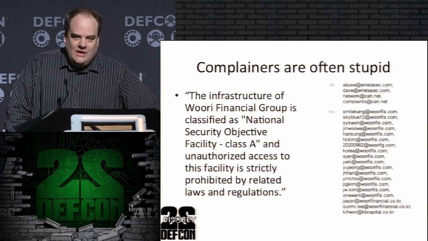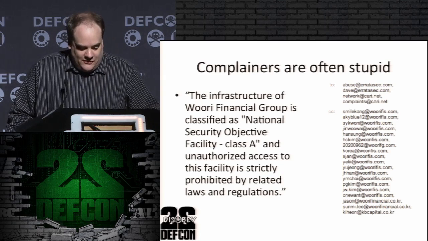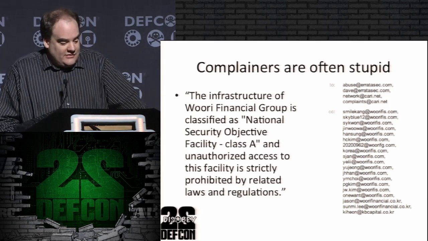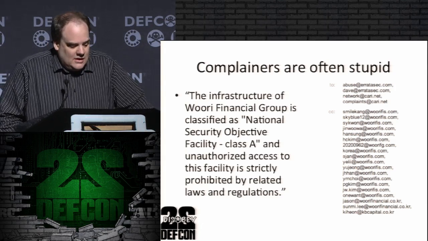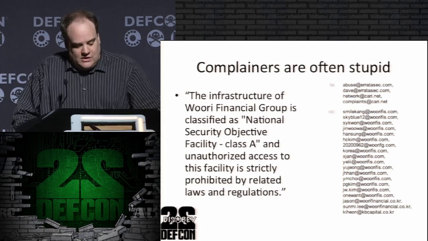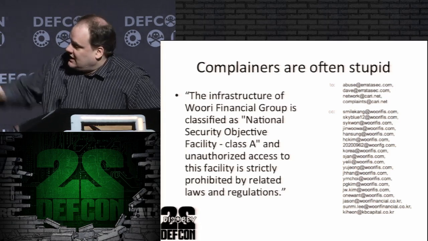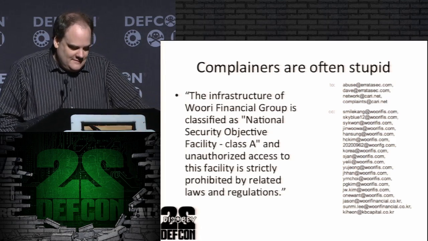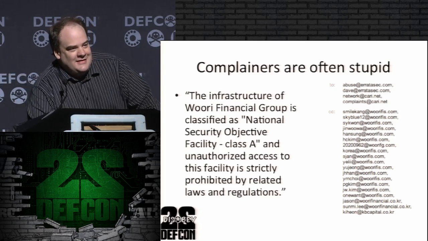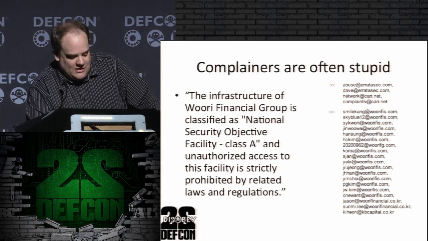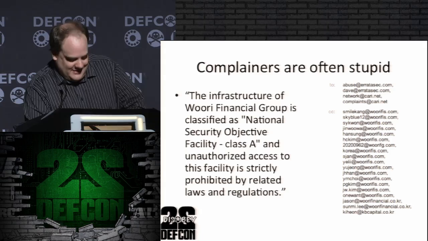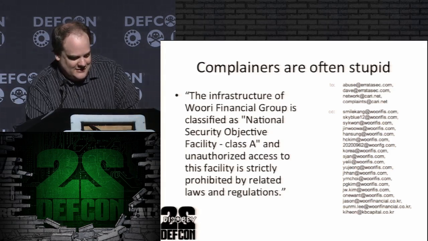One of the cool things is how broken organizations are. There's this Wuri financial group, which apparently is classified a National Security Objective Facility Class A, as they repeatedly tell me every time I do a scan. It's in Korea, and I have no idea what that is. But what they usefully do is they CC their entire organization on the abuse emails. Oh yeah. You had one job. So if you want a list of sysadmins to phish for that organization, well, here's a friendly list that they so nicely give us.